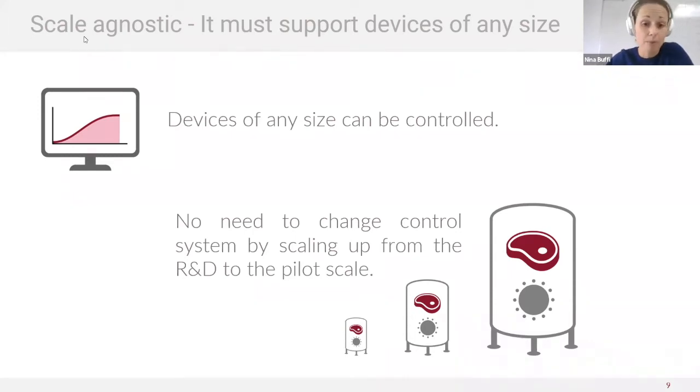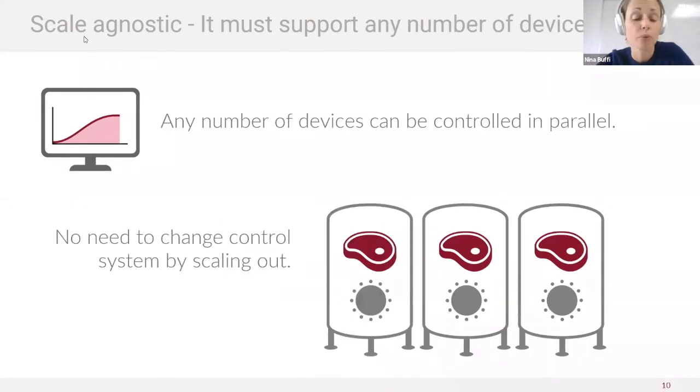And the same applies for the number of devices. It's not that at some point, in a pilot plant phase, you suddenly need 100 devices or 1,000, and then your control system doesn't support that. You want a control system that supports any number of devices. You have one interface, you see all devices there, and you can just apply, for instance, the same process to all of them in parallel.